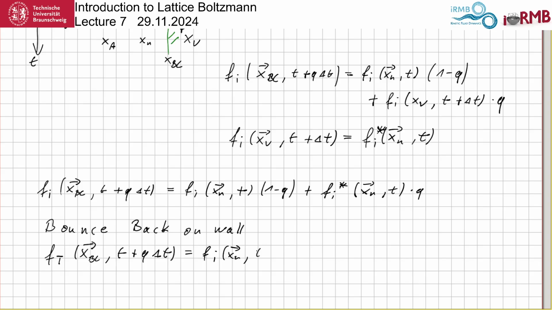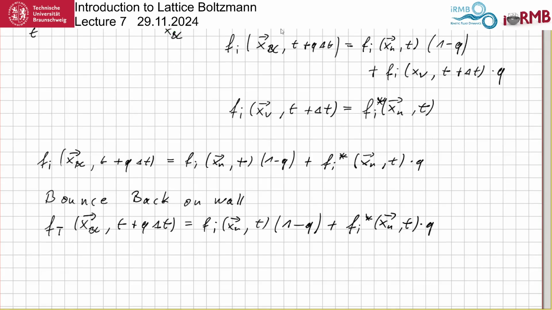Sorry for all the writing. 1 minus q plus f_i after collision at x_n, t times q. So what we actually want to know is f_i of x_n, f minus i of x_n incoming, at t plus delta t. This is what we want to know.